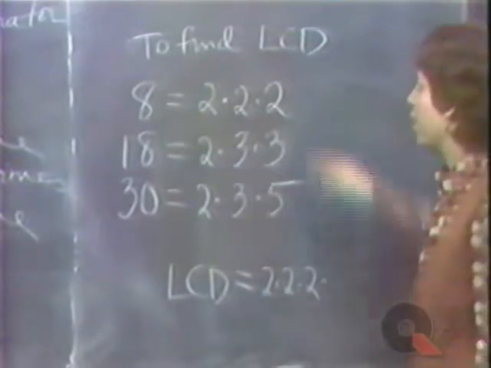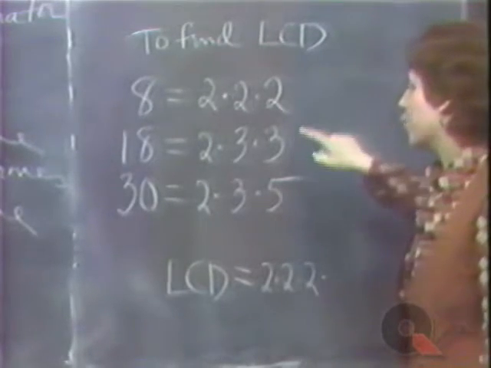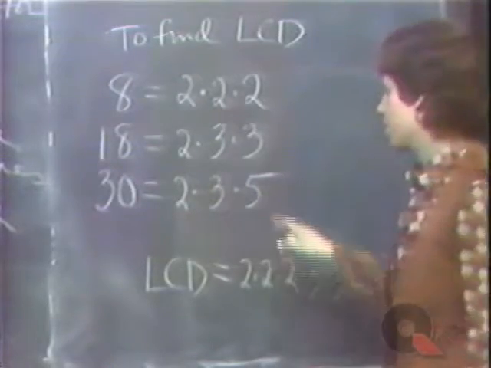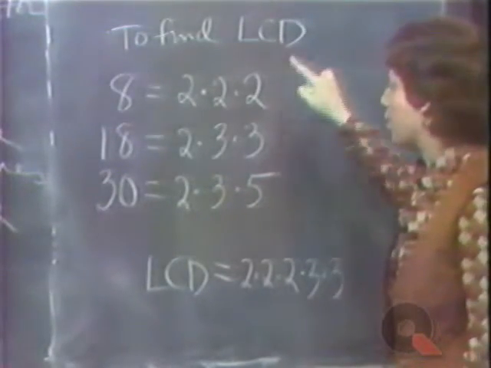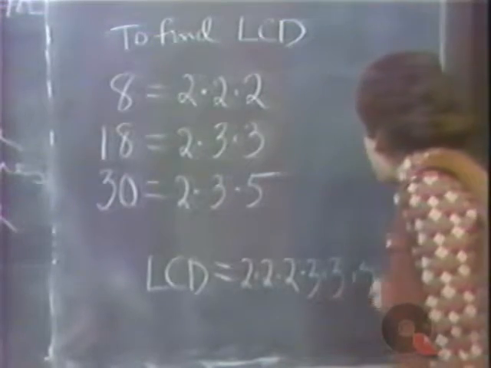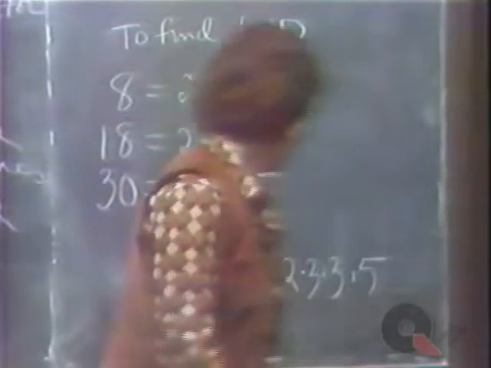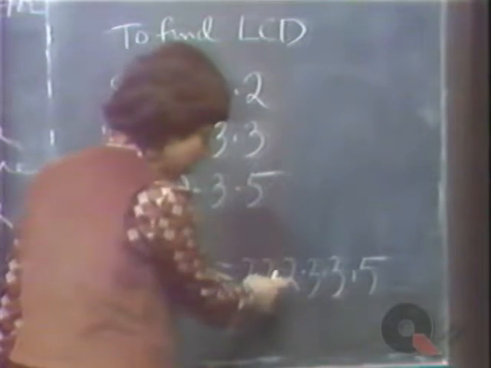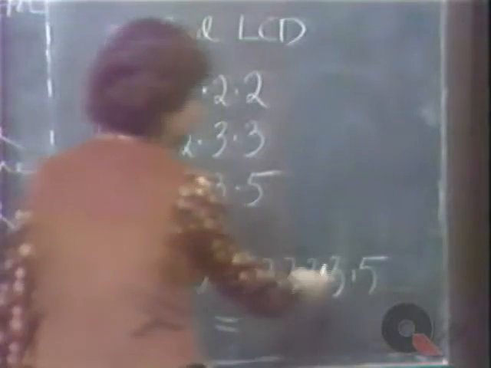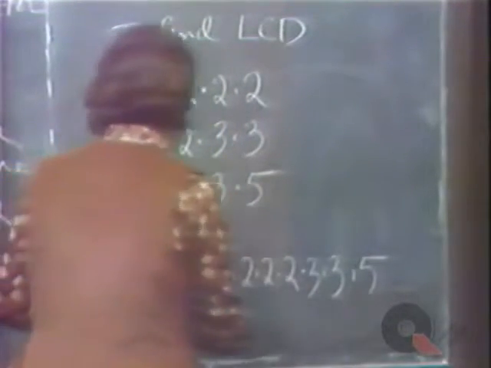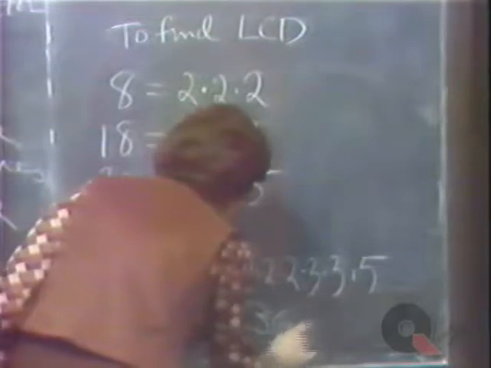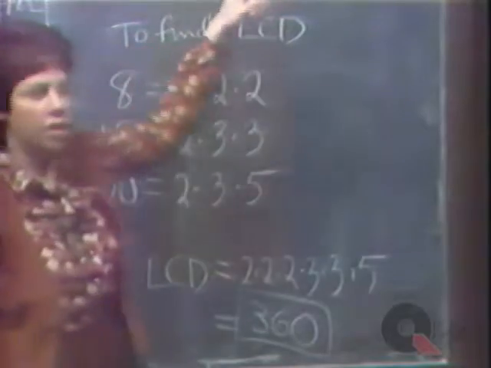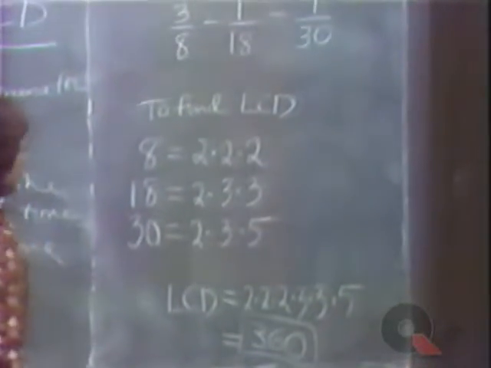Now let's look at 3. Here it appears 0 times, here 2 times, here 1 time. We take it the 2 times. 5 appears no times, no times, 1 time, so we take it the 1 time. And we see then the LCD is 2 times 2, 4, times 2, 8, times 9, 72, times 5 for 360. That is the smallest number so that 8, 18, and 30 all go into it evenly.